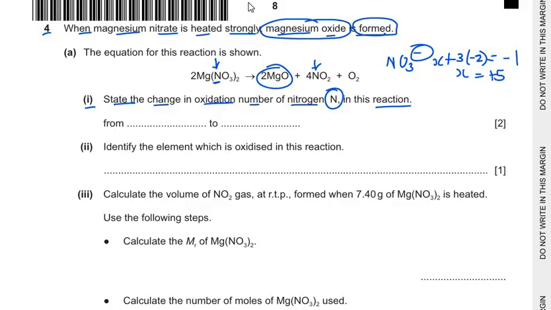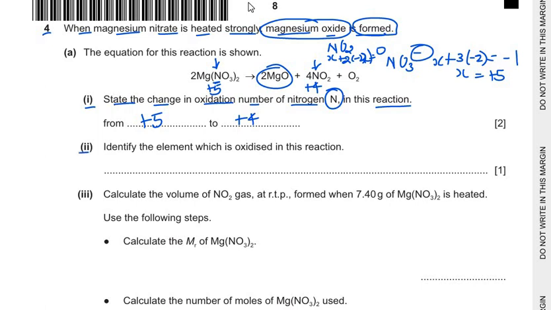So here, if we calculate that, X is equal to plus 5, right? So here we have nitrogen in the oxidation state of plus 5, and if we calculate in a similar way for nitrogen dioxide, keeping X plus 2 into minus 2 is equal to 0, then we get the oxidation state of nitrogen here as plus 4. So the change in the oxidation number is plus 5 to plus 4.